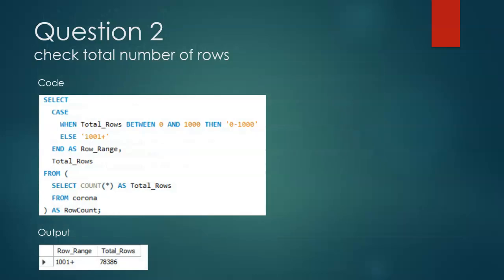Now moving on to the next question, checking the total number of rows present, that is the data tuples present in our database. This code can be used, and we can see from the output that there are more than 1000 data tuples present in the coronavirus dataset.